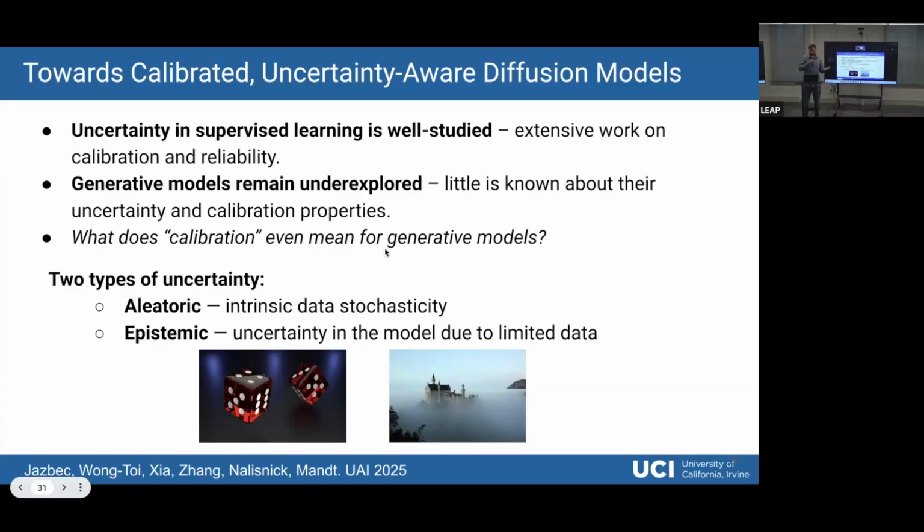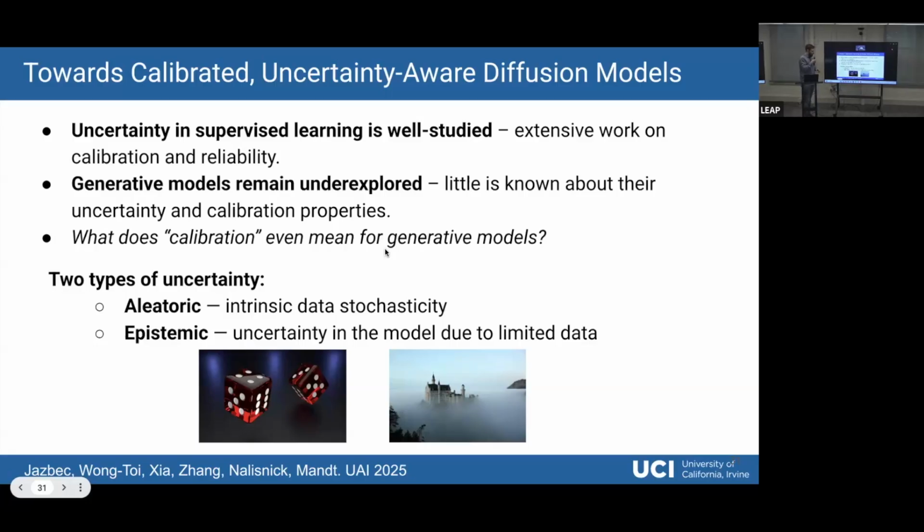And of course, this has something to do with the fact that when you only care about generating nice looking images, you don't care about it. But if you do science, I argue it's very important. So this remains dramatically underexplored. But what does calibration even mean for generative models? That is a little bit unclear. So for this, we have to go into a little bit more detail.